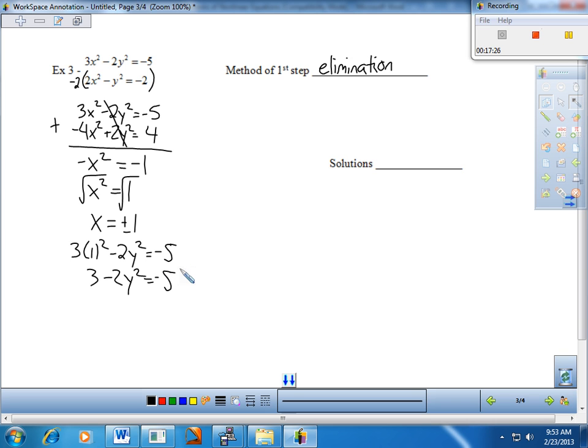Again, I hope you're following and you're feeling pretty comfortable with either substitution or elimination. We did elimination, and now it's a matter of putting that number back in. I'm going to go ahead and subtract 3 on both sides, so negative 2y squared. Subtract the 3, and I'm getting a -8 on that. What do you say we divide by the -2 there? So y squared equals 4. And then y equals, oh, this is interesting, plus or minus 2.